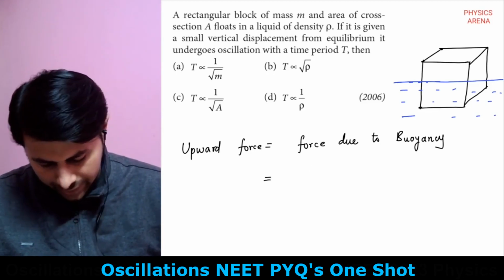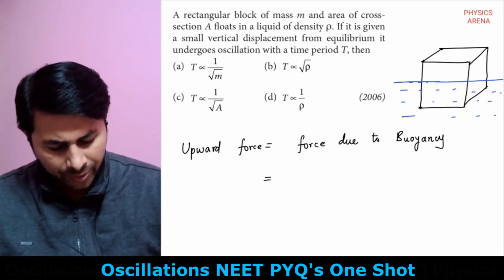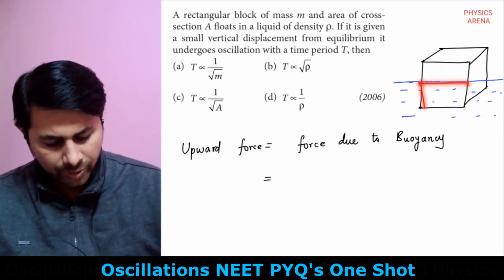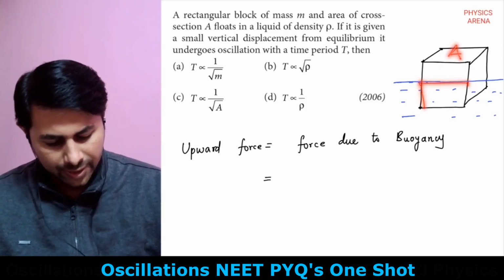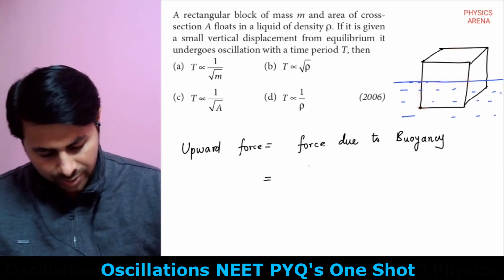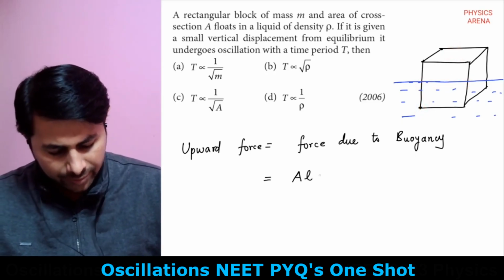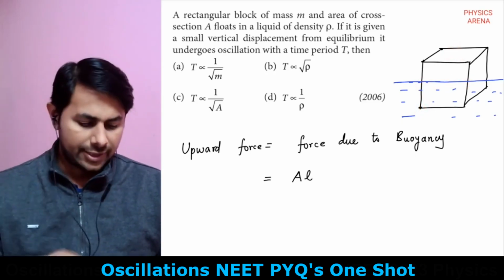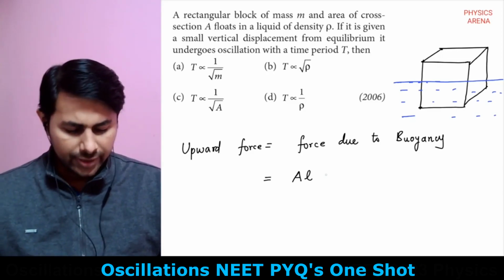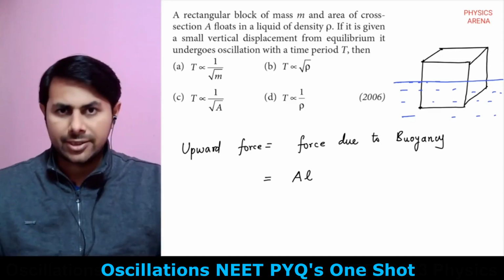So how much is that? It is density multiplied by volume. So this much would be volume. This is, suppose, area. This much length is L. It is A into L multiplied by density. So this is the volume that is immersed in liquid. Okay. So that much liquid gets displaced.